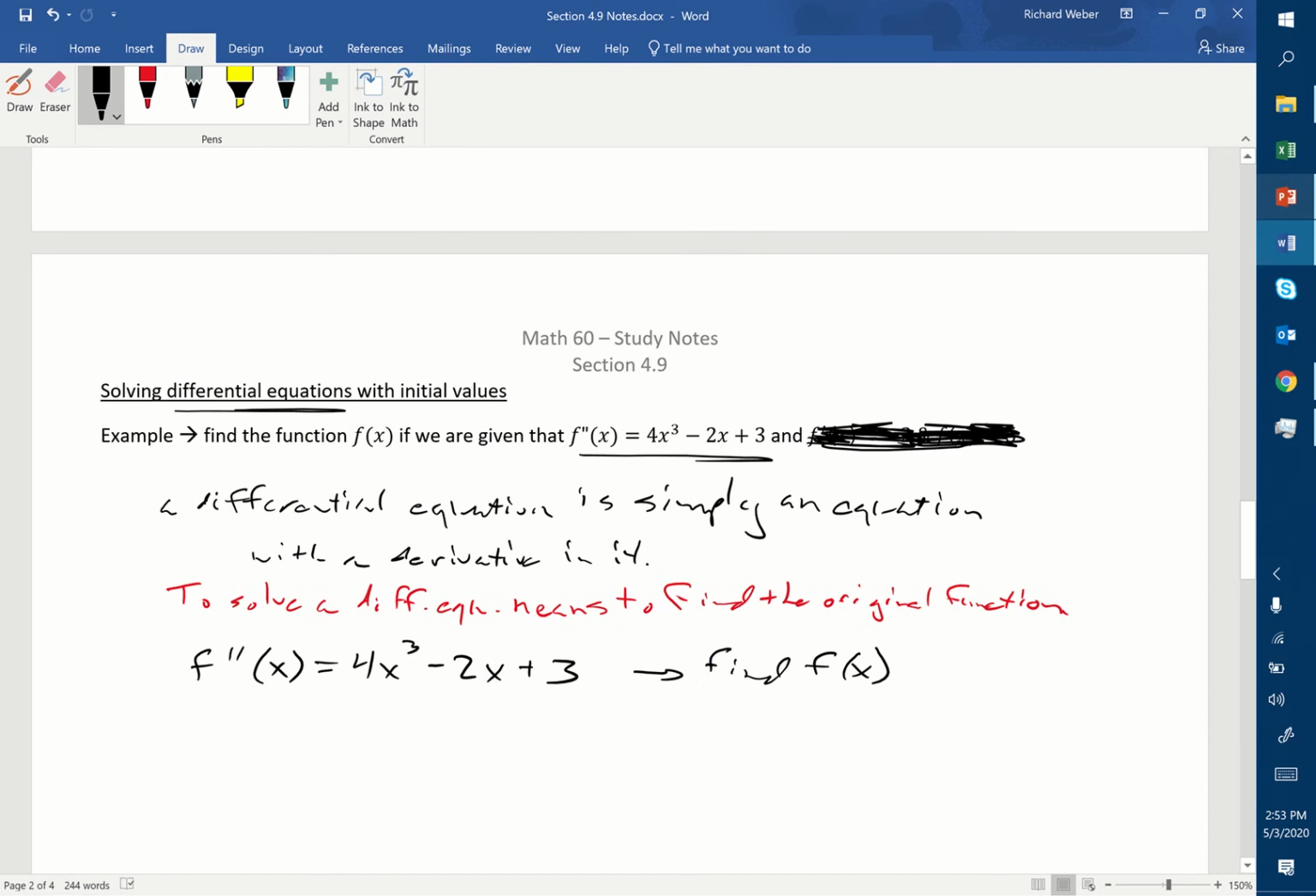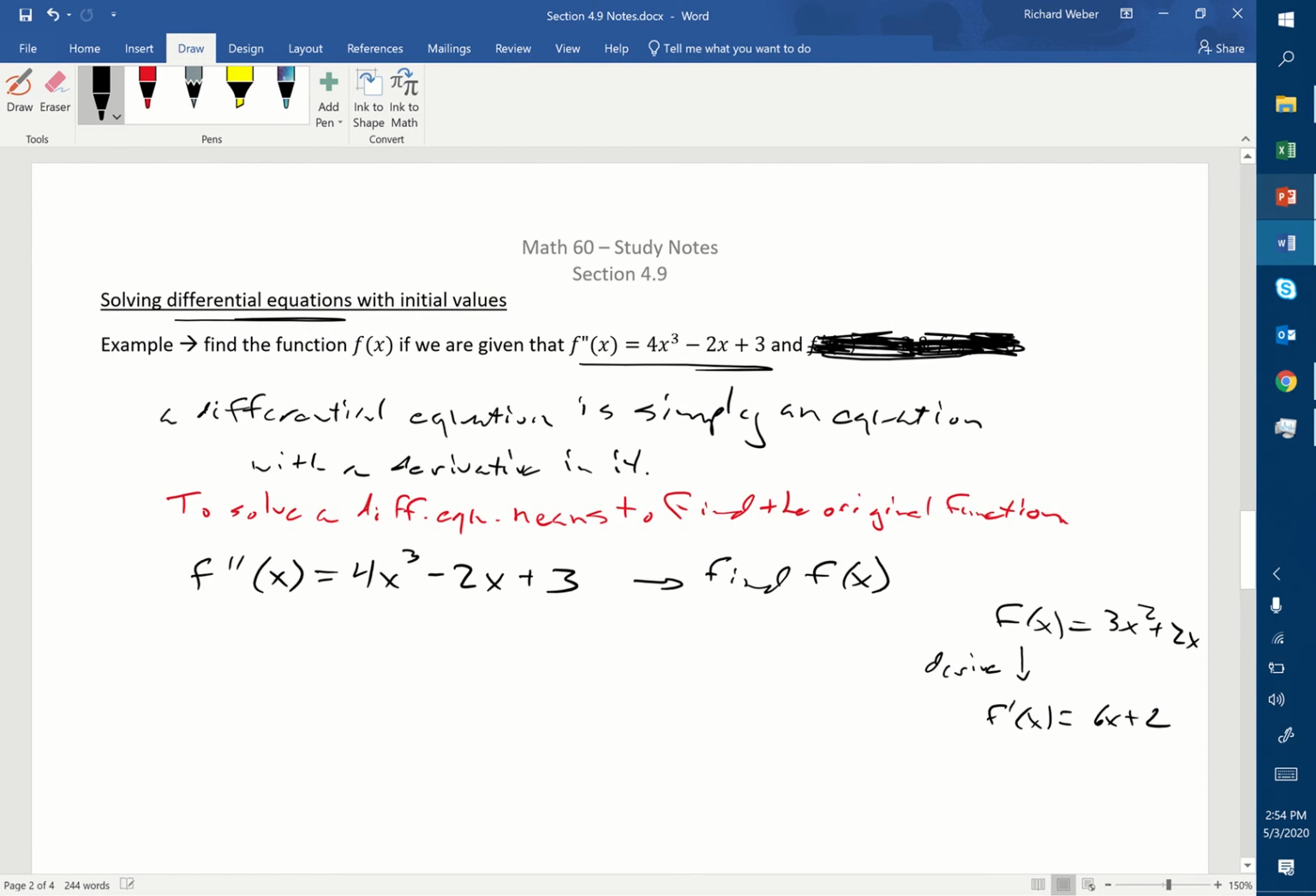Well, here's a little memory thing. Remember, antiderivatives is really going the opposite direction. So if someone said, oh gee, f of x is 3x squared plus 2x, and find the second derivative, what I would do is derive, and I would find f prime of x is equal to 6x plus 2. And then I want the second derivative, so I derive again. To find f double prime of x is just 6, right?